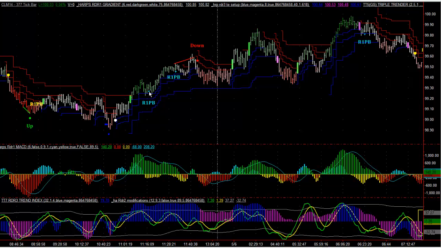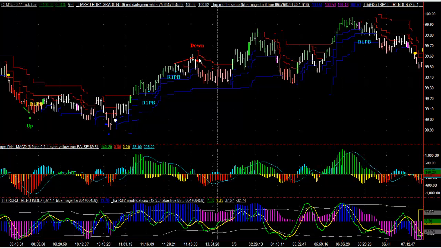And you can see I got a few Radar 1 pullback signals here on this chart. That's basically when you see the histogram below the fear greed, and then it starts to curve back in the direction of the buying or the selling. I call that a Radar 1 pullback setup.